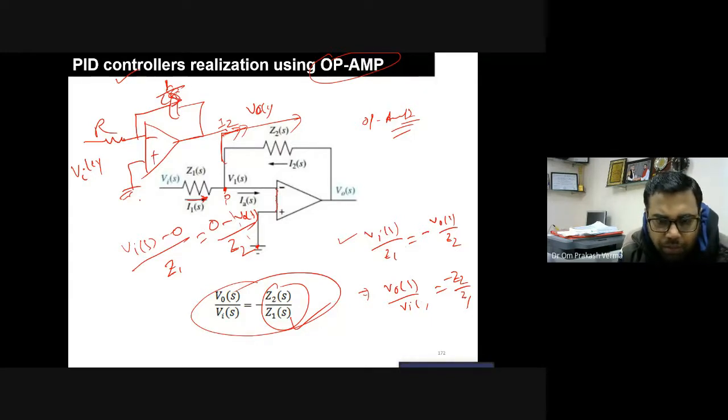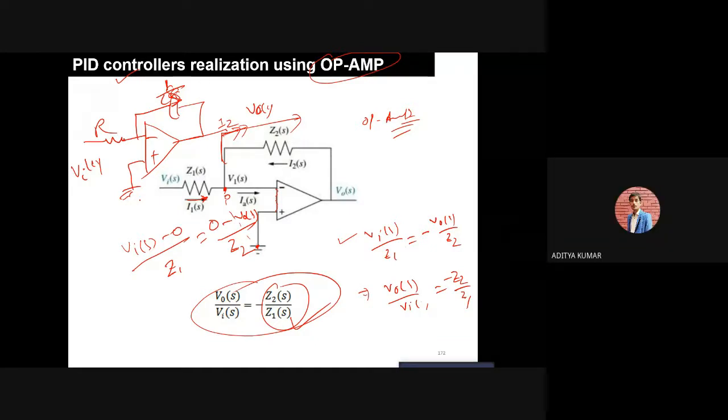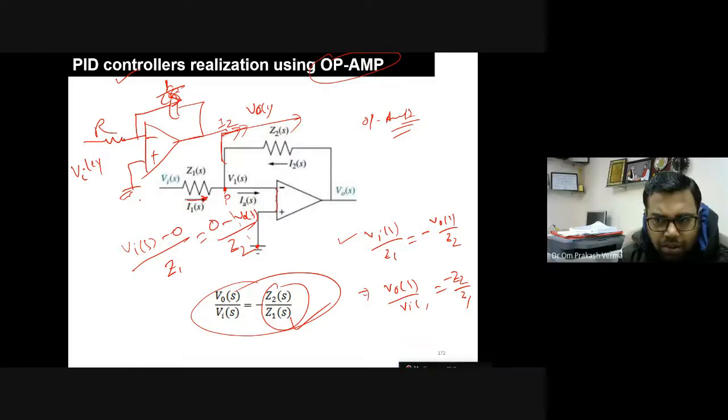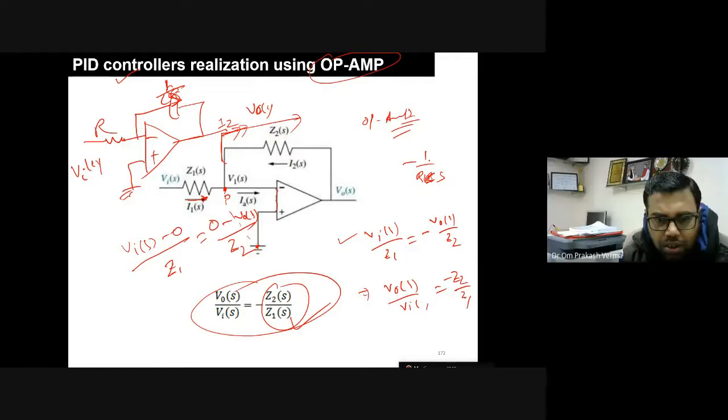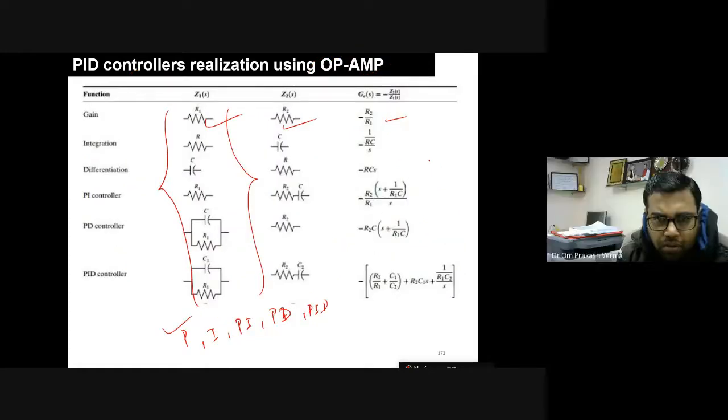Inverting mode. Sir, -1/RCS. -1/RCS, this. Yes, sir. Check once, sir. Okay. So the transfer function will come like this.